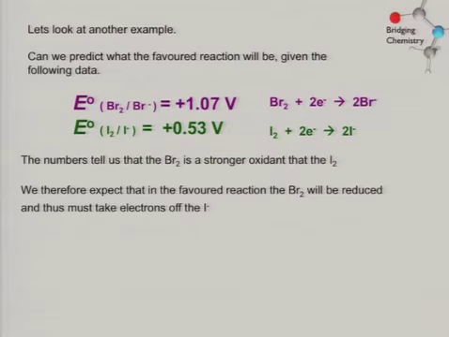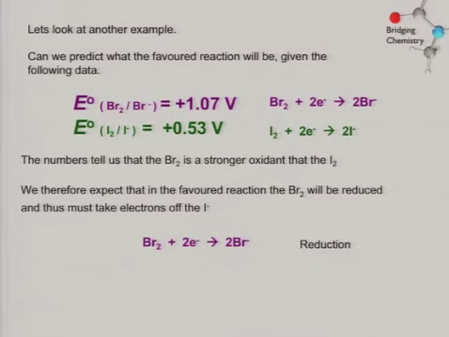Therefore, we expect that in the favoured reaction, the bromine, the Br2, will be reduced and will take electrons off the iodide, the I-, in the other redox couple. And so we look at the numbers, we recognise that the one for bromine is the biggest number, therefore the reduction half equation in the favoured reaction will be the one for the bromine. The bromine will gain the electrons and turn into bromide. And we can just write that down because we know that that's true, because the number for the bromine is the more positive one.